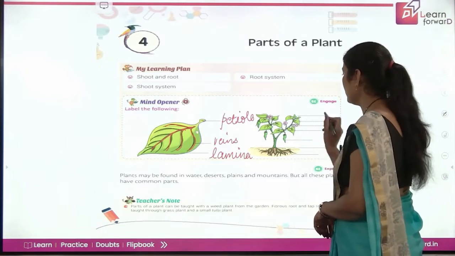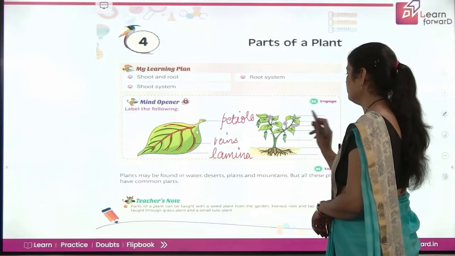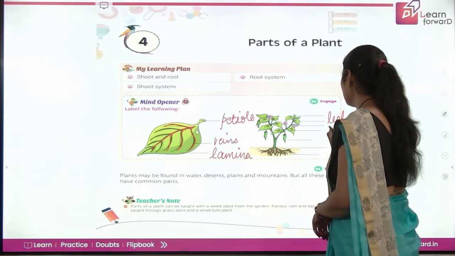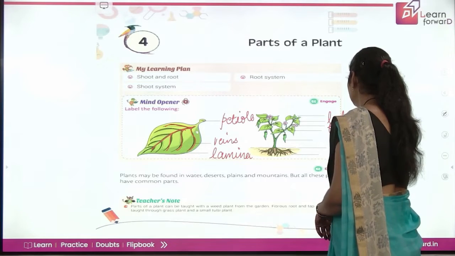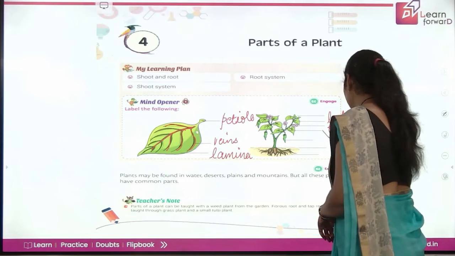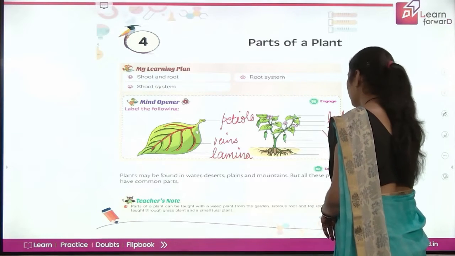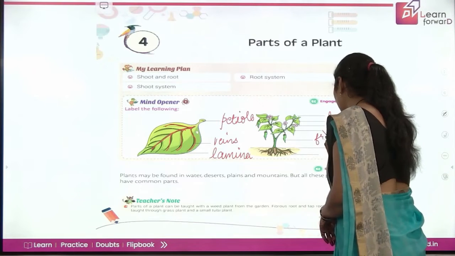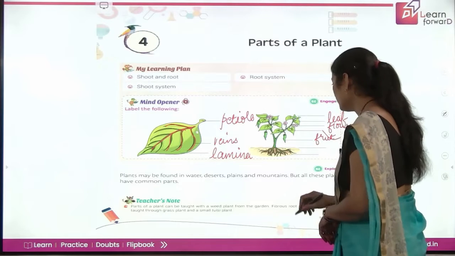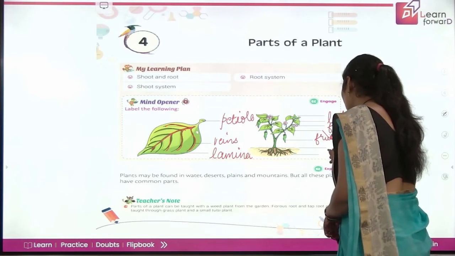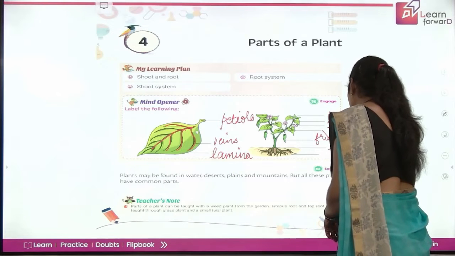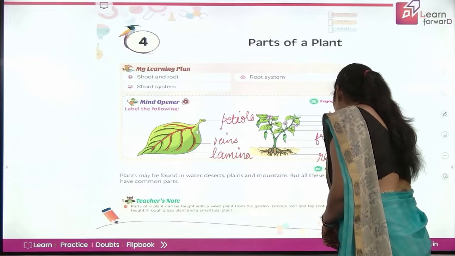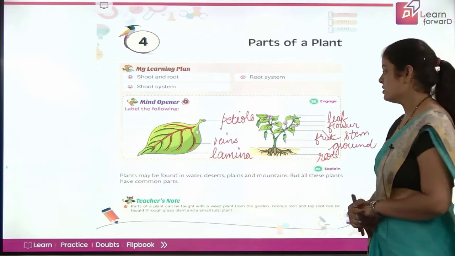Here they again are asking for labeling. This is the leaf part, this one is the flower. This is the stem of the plant. These are actually chilies, so this will be called the fruit of the plant. This is the soil or ground level, and these are the roots. So this is all about the activity.